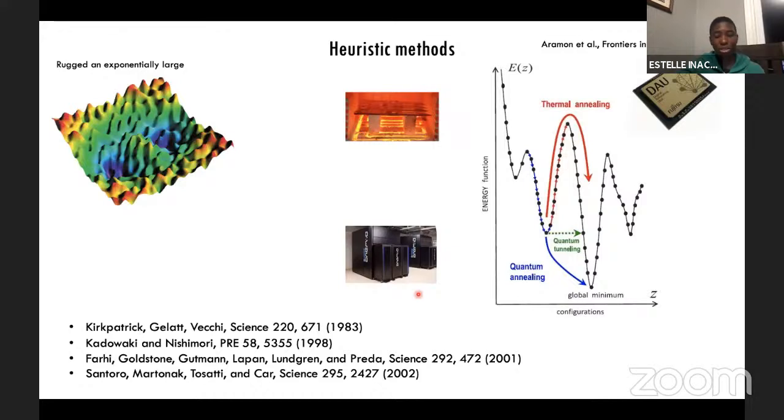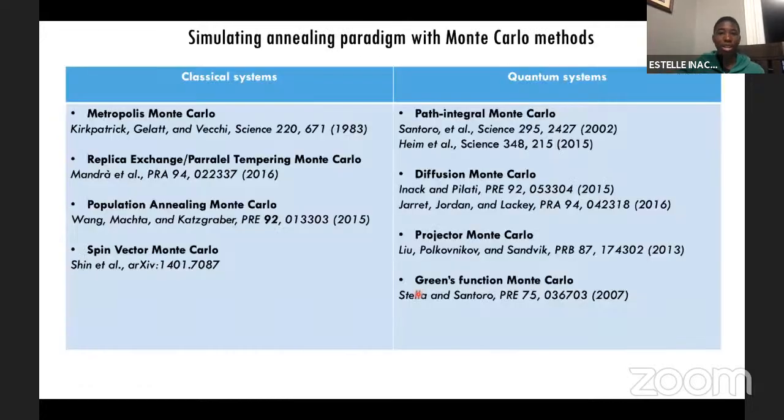And most of the techniques that have been used to benchmark it are actually Monte Carlo methods. And there is a zoo of Monte Carlo methods, both classical Monte Carlo methods and quantum Monte Carlo methods, simulating respectively classical annealing and quantum annealing. But the purpose of these slides is actually to remind us that initially Monte Carlo methods were designed to simulate equilibrium properties of classical systems or quantum systems, not for annealing, right?